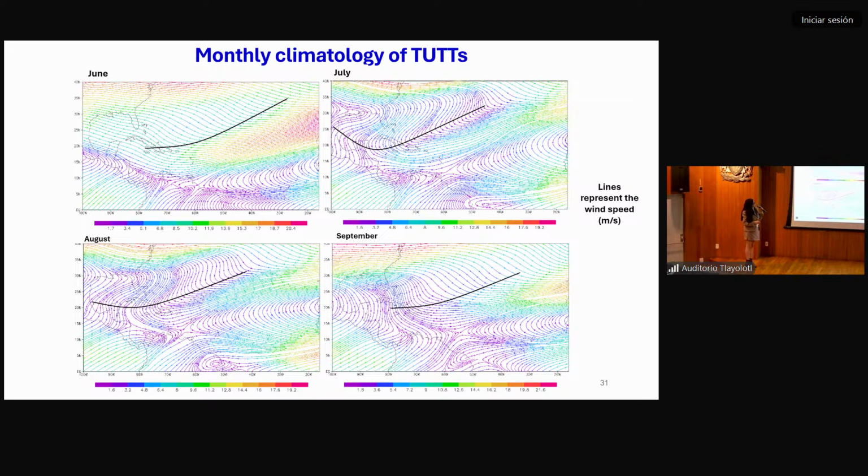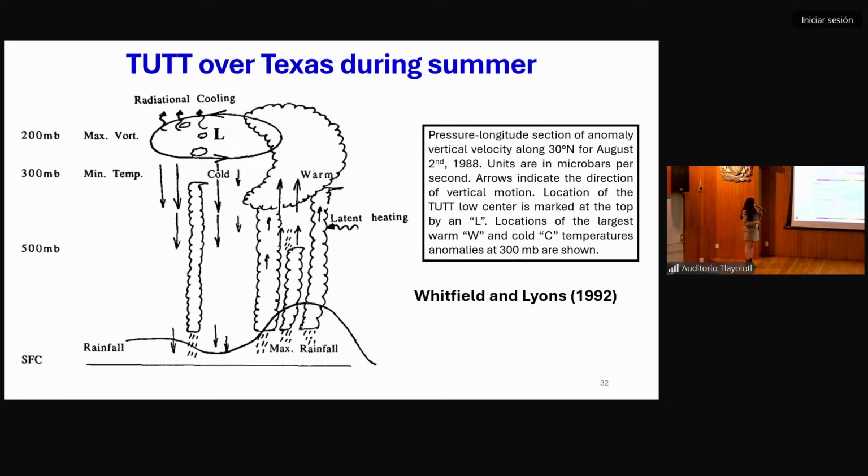Here you can see the monthly climatology of the troughs. They are more active during July and August. Remember that because it's very important, and they affect Mexico mainly over these months. The trough can also enhance deep convection on the eastern edge of the trough, and over the center, it can inhibit precipitation. You can see that stratiform convection can occur, but the convection is deeper on this side. So that's very important to see where a mesoscale convective system can occur.